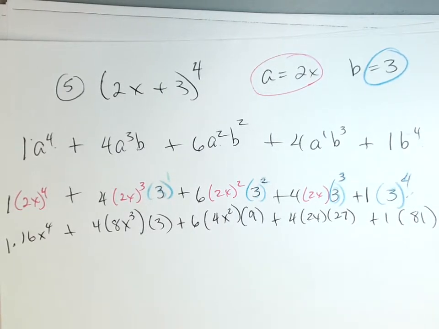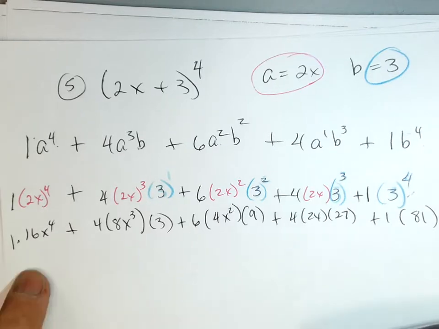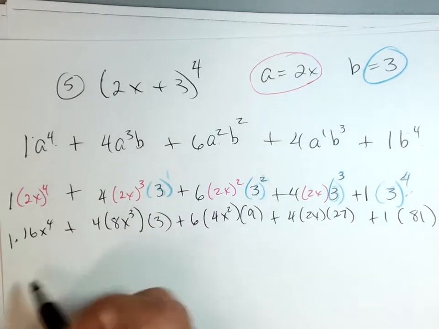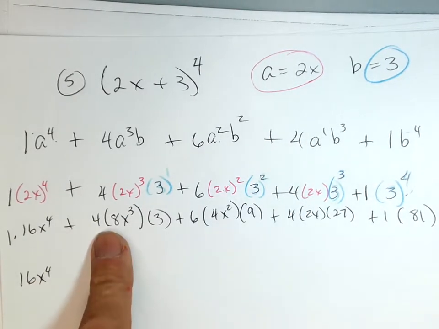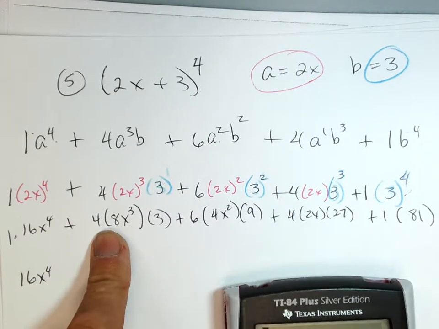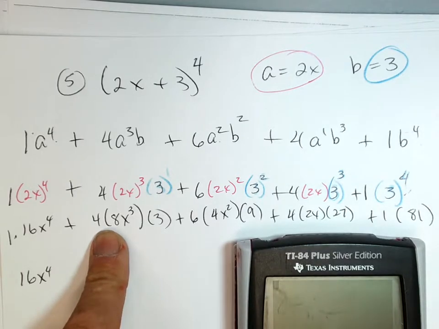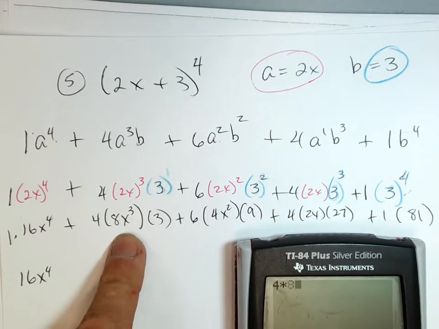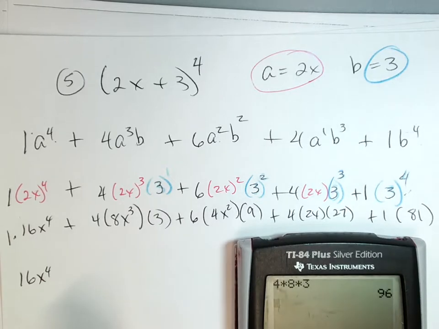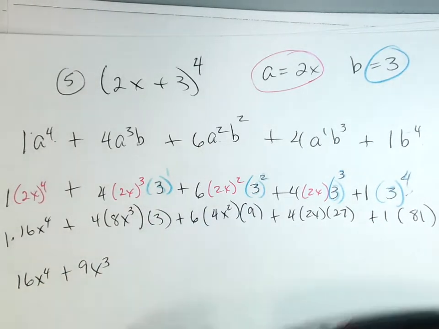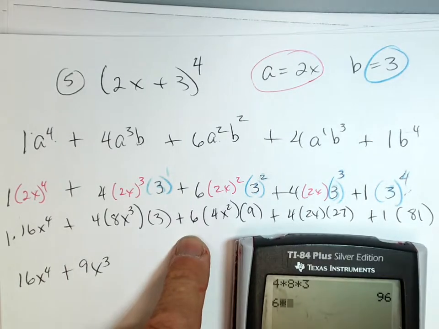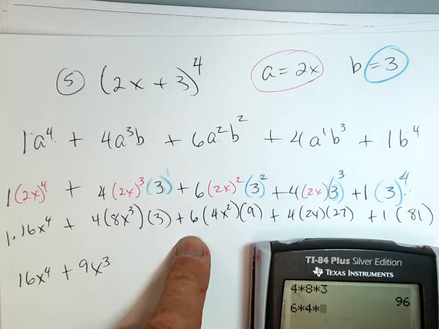Now I'm going to use my calculator, because good golly, I got some big numbers. Okay, so I can do this one. 1 times 16 is just 16. Now I'm going to have to use my calculator, because I got to go 4 times 8 times 3. 96. Times x cubed. Alright, got to use my calculator. So I'm going to go 6 times 4 times 9, 216.